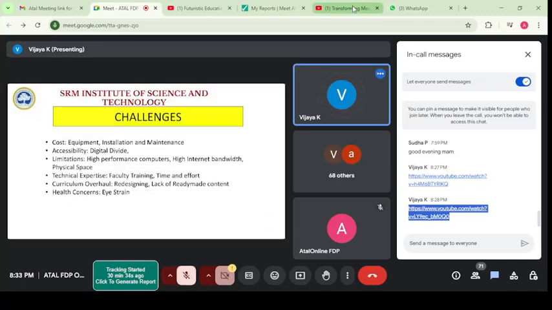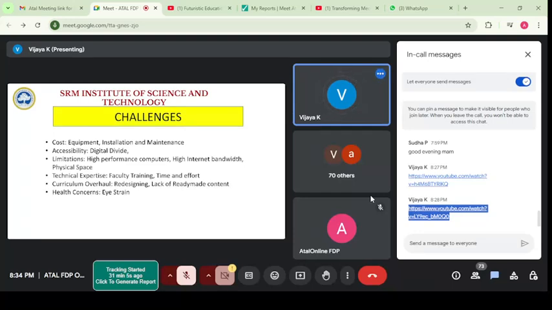So some of the key challenges that we are facing currently are, as I said, the cost of equipment, as well as the installation and maintenance cost involved. So it is not cost effective, and so it has not penetrated that much into the educational domain. And accessibility is another issue because of the digital divide. At certain places, we are able to have better digital connectivity when compared to other places. And apart from that, we do have a lot of limitations.